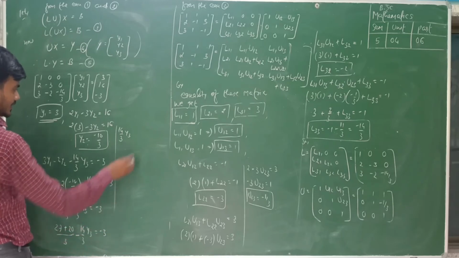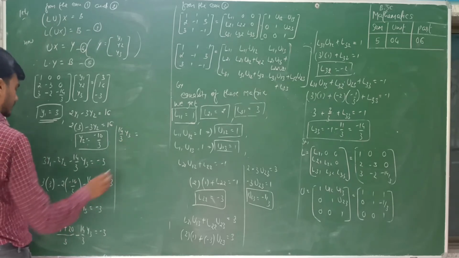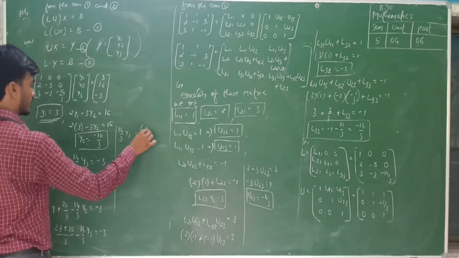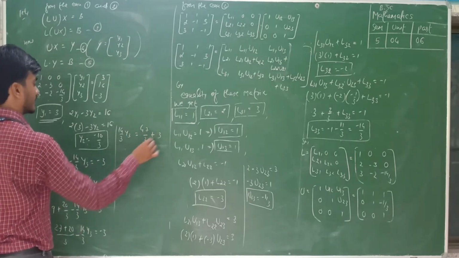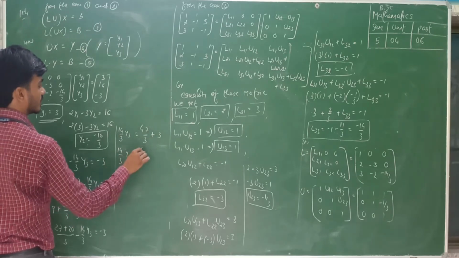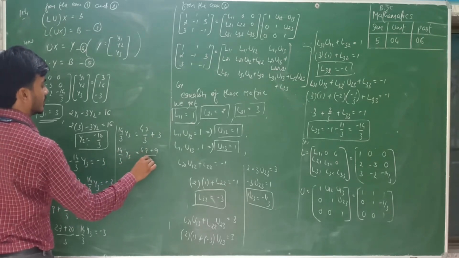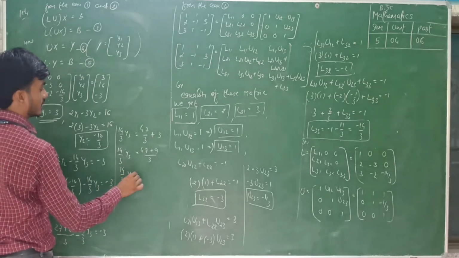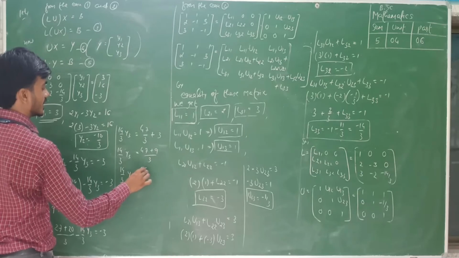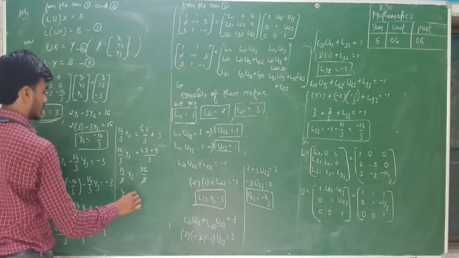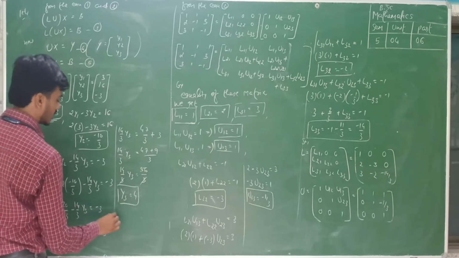Rearrange these terms: the y3 term on the right hand side, and minus 3 on this side. So 14 upon 3 y3 is equal to 47 upon 3 plus 3, that is 47 plus 3 into 3, 9 upon 3. So 14 by 3 y3 is equal to 47 plus 9, 56 upon 3. 3 and 3 cancel. So y3 is equal to 4.